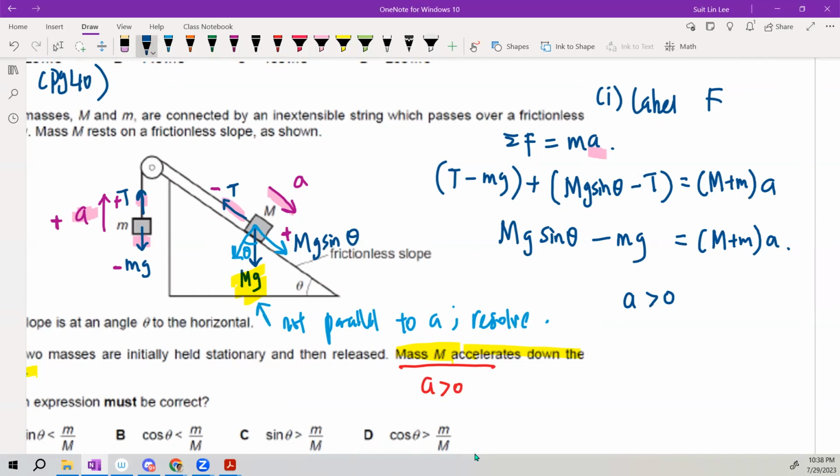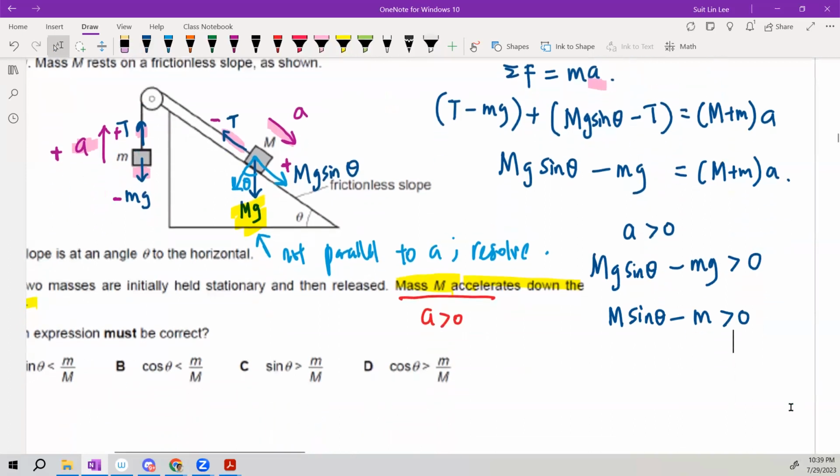So I need this whole thing to be positive also. Mg sine theta minus mg must be greater than 0. Okay, because this m plus M is already positive. So I need the other value on the other side of the equal sign to also be positive so that your A is positive. So obviously I can bring over the g and so-called cancel, or divide the whole thing by g. So I got big M sine theta minus m is greater than 0.